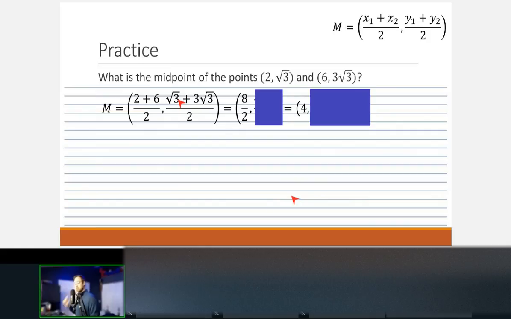Also, if you have a Casio 115, an FX 115 or an FX 300, like what I recommend for this class, and you type that in, it will give you 4 radical 3 as the answer. So guys, if you don't have a separate calculator, you need to get one. The FX 300 is $10 on Amazon.